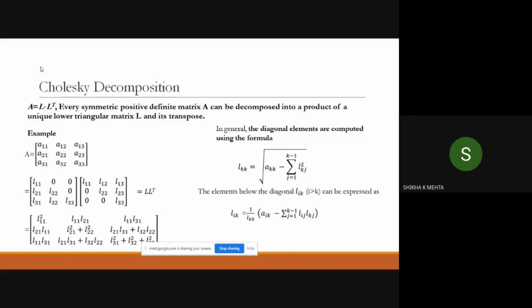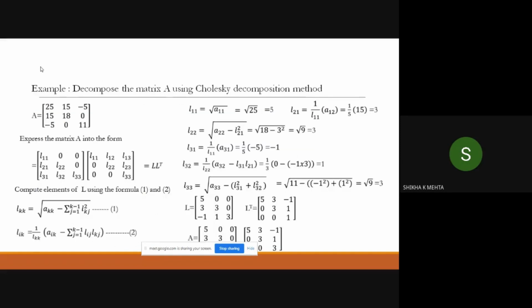Then the elements which are below the diagonal element, that means L_ik, where i is greater than k, are computed using another formula. L_ik is equal to 1 by L_kk, times A_ik minus the summation of j equal to 1 to k minus 1 of L_ij and L_kj. So we'll do this with one example so that it becomes easier for you to compute these values. So let us move to the example and understand how we are computing the values.